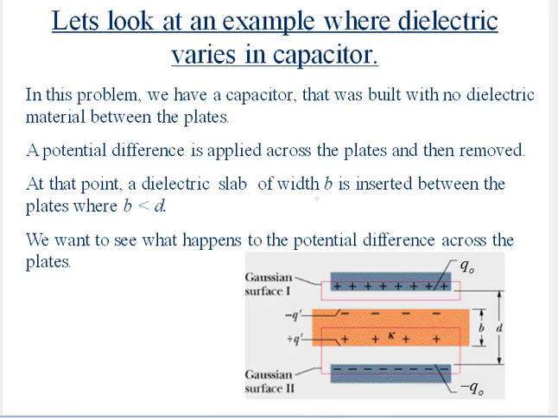So let's look at an example where the dielectric does vary in the capacitor. In this problem, we have a capacitor that was built with no dielectric material between the plates. A potential difference was applied across the plates, perhaps with a battery, and then the battery, or the potential difference, was removed. So we have a charged capacitor with nowhere for the charge to move. So we have isolated charge sitting on the capacitor. And then we insert a dielectric. We insert a dielectric, but it only has a width of B, which is less than the diameter, which has a width of D. We want to see what happens then to the potential difference across the plates.